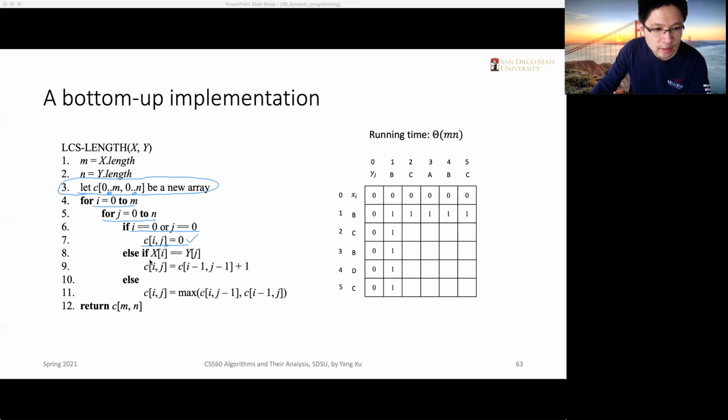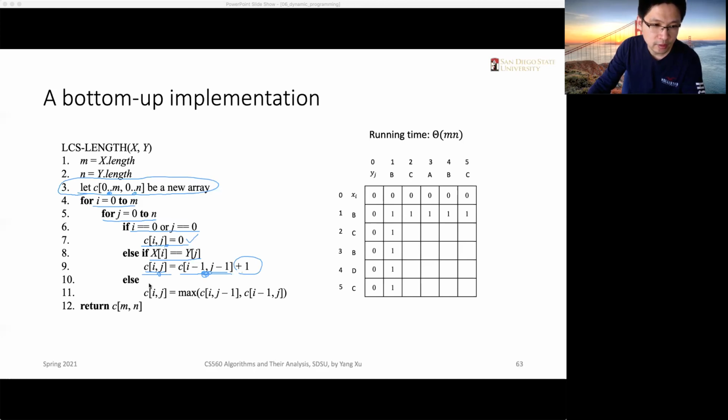So if the last two elements are the same, then we should consider the cell that is basically the upper left corner of the original cell, because i minus 1 will decrease the height by 1, and the j minus 1 will decrease the width by 1. So we are basically referring to the cell that is at the upper left position of the original cell. And remember, we need to plus 1 here.